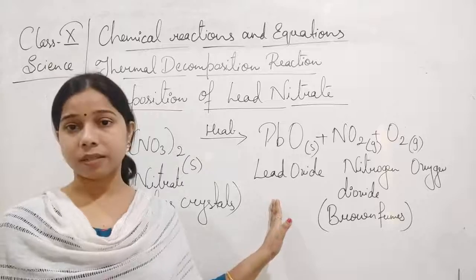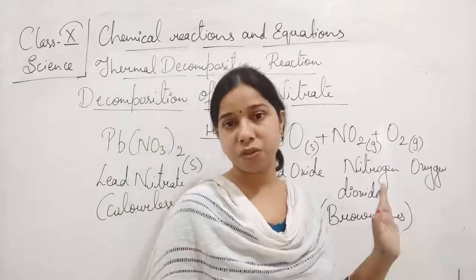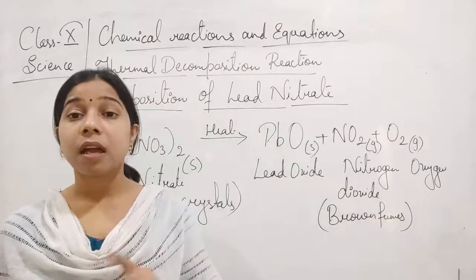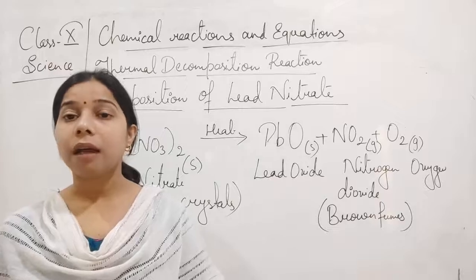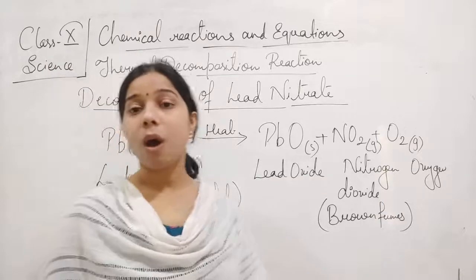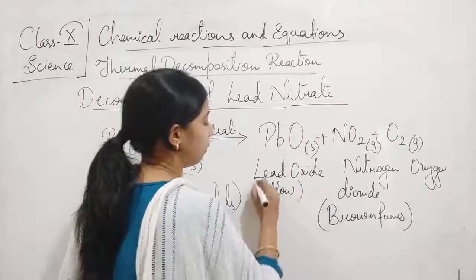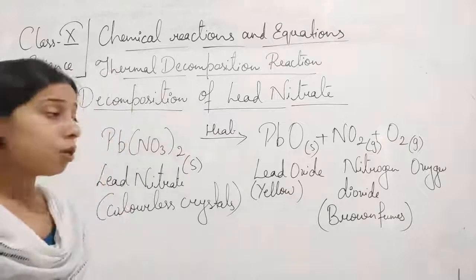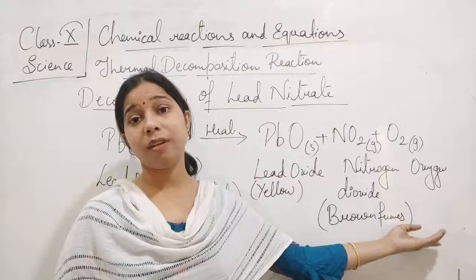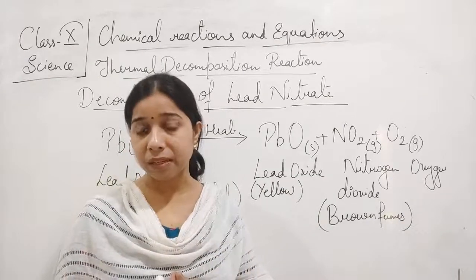What about the lead oxide? Not only the brown fumes and the oxygen, but you will find that there is a residue left behind which is yellow in color, and which proves that it is actually lead oxide. So lead oxide is basically yellow in color. You can see here that there is a change in color, as well as an evolution of gases. This is the characteristic of a chemical reaction.